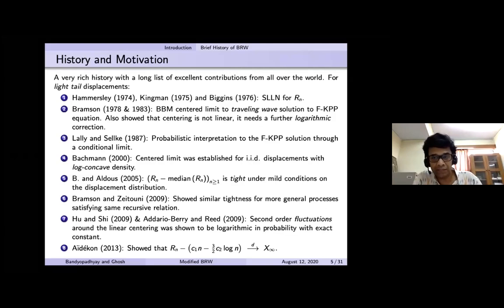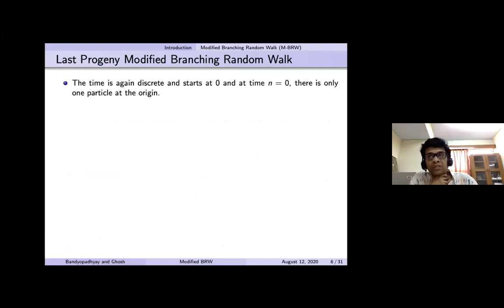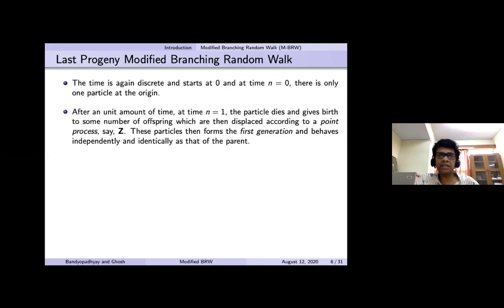Now, what are we going to look into? What we are going to look into is what we call the last progeny modified branching random walk. Again, it is going to be a discrete time process. Time starts at zero with a particle sitting at the origin. And it does the same thing, just like the branching random walk: it's going to die after a unit time and produce some number of offspring which are going to be displaced according to some point process, which we are again going to denote by Z.